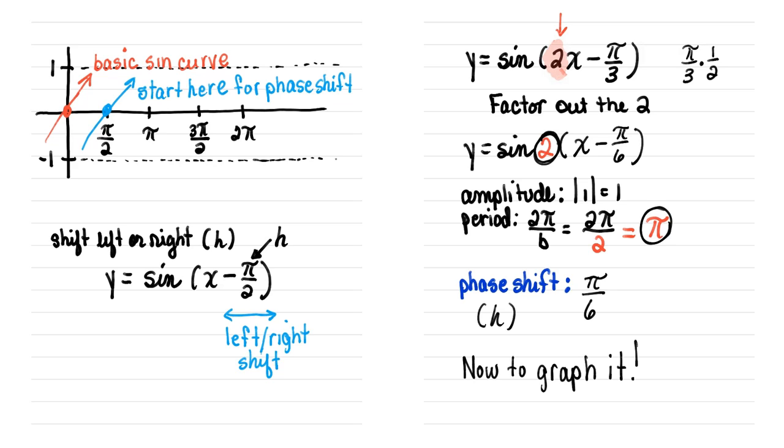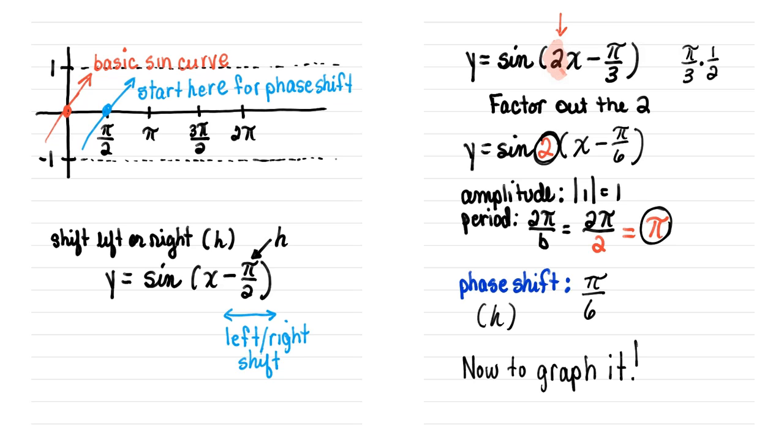The way that you find the phase shift is that we have to have a leading coefficient for the x here. For instance, if we had y equals sine 2x minus pi over 3, we would have to factor out a 2. That is, we're going to divide everything by a 2. And that's going to result in sine 2 times x minus pi over 6.